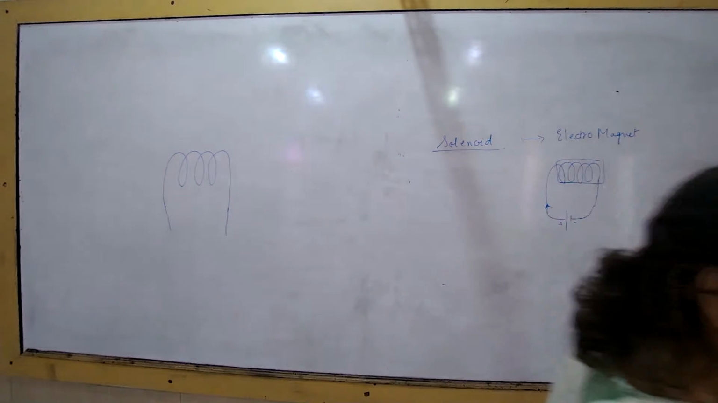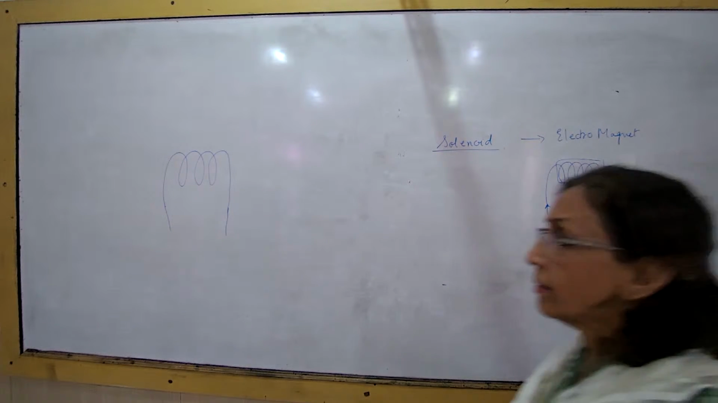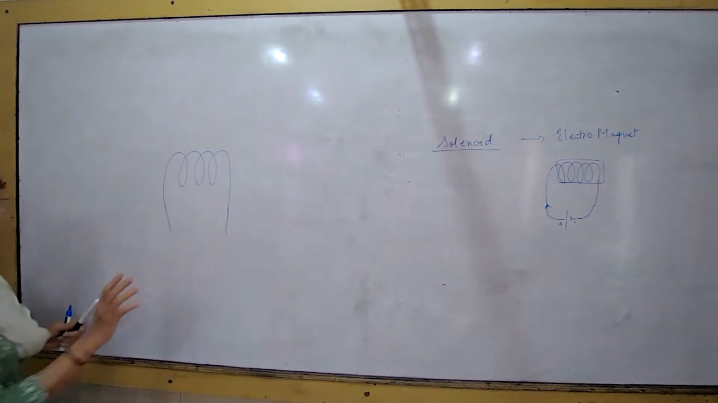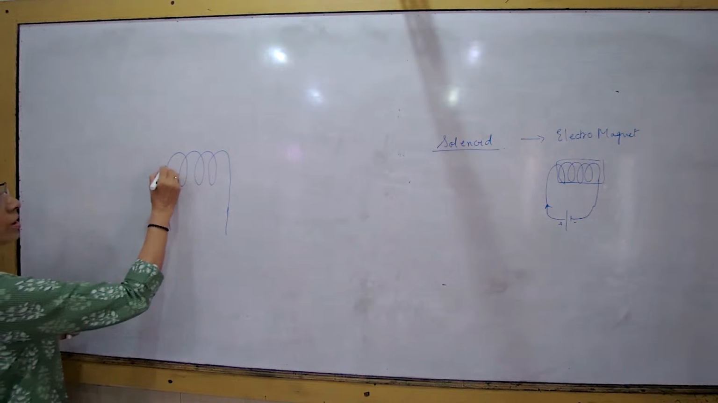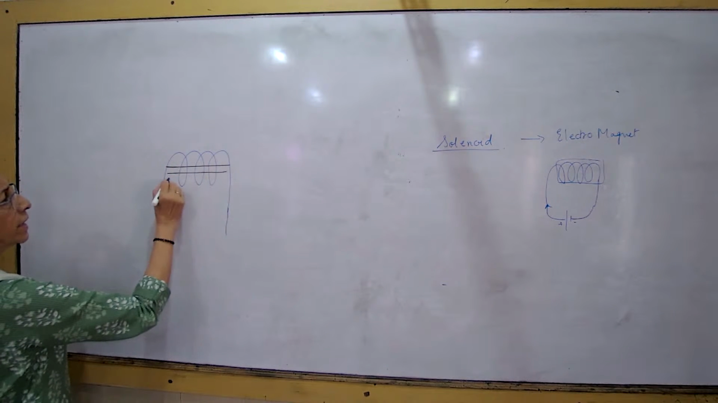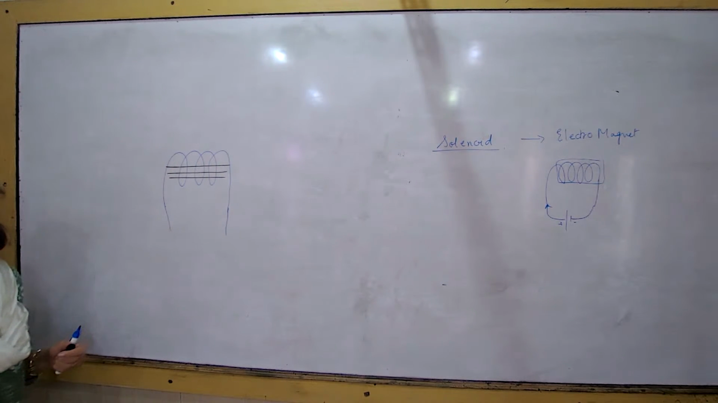So how are we going to draw? Just draw this part of it and leave it. Look at the board. Let us see how we are going to complete the diagram. We are going to draw a few coils and leave it as it is. Then you start drawing your magnetic lines of force, starting from the inside, because inside the solenoid the magnetic lines of force are all uniform.